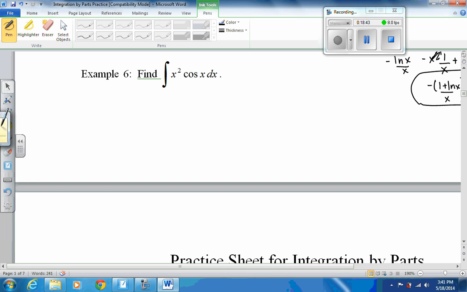I'm going to keep going here, though. Start off to the side, so I got a lot more room. U and du, and v and dv.